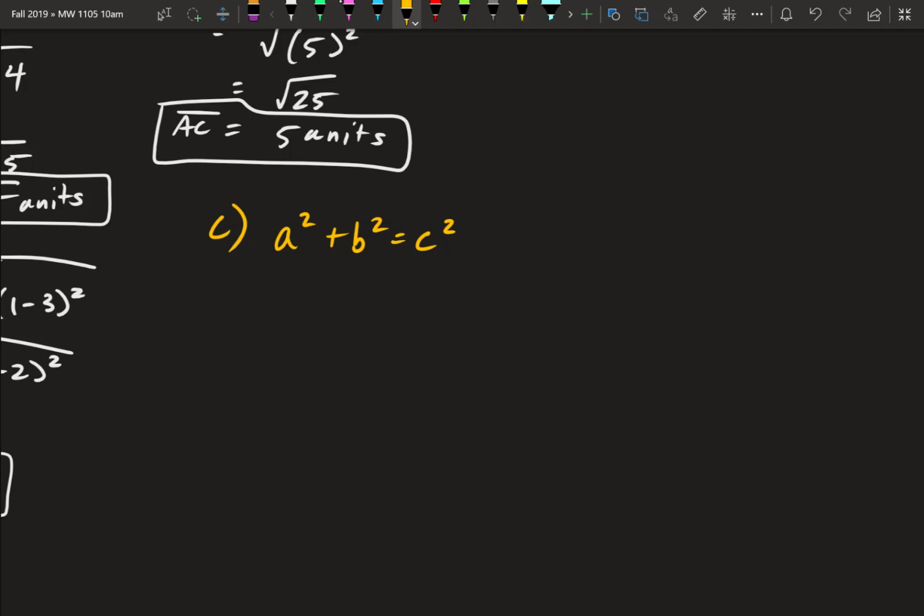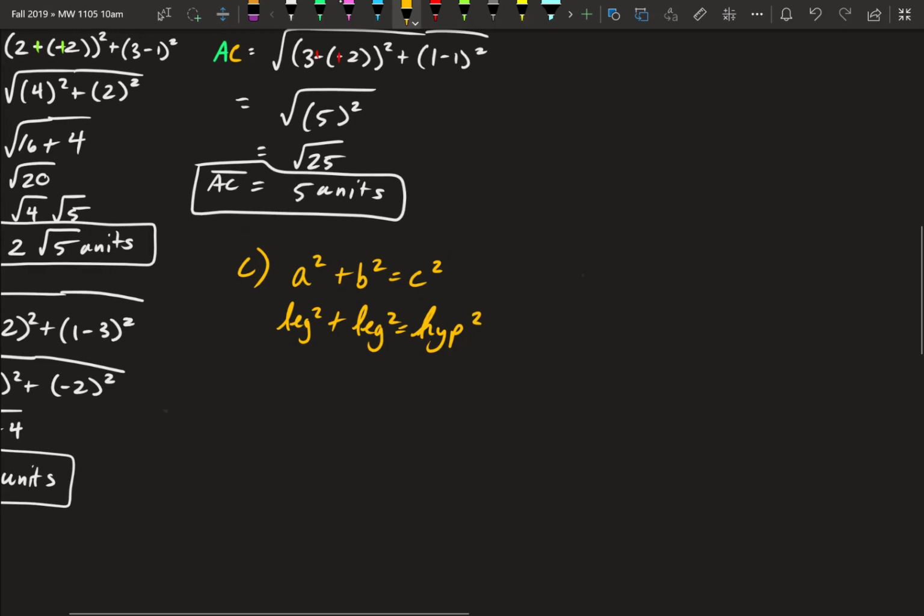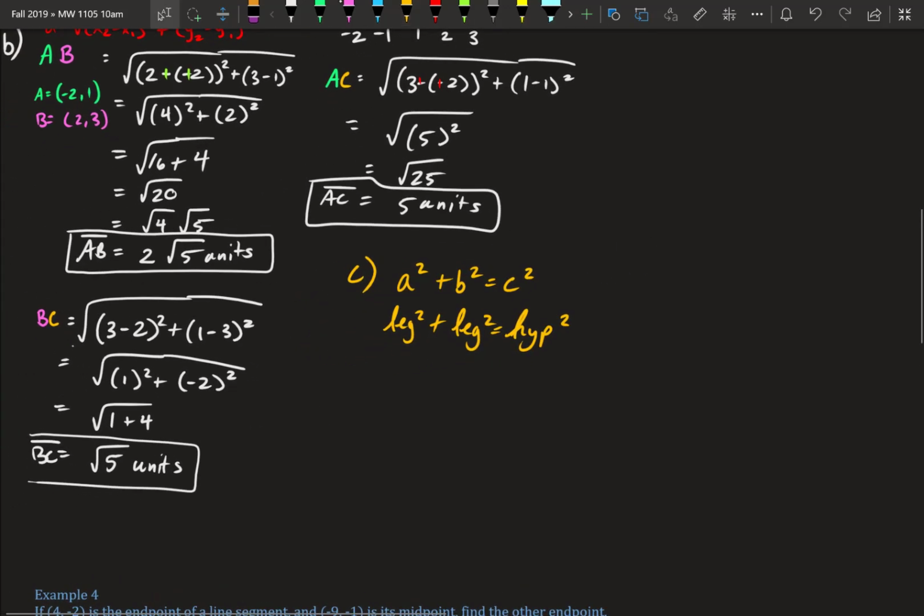You need to start thinking about what these actually mean. So a and b are legs. So we have leg squared plus leg squared equals hypotenuse squared. That's how I want you to start thinking about it. It means the same thing, but we need to know that a and b are legs and c is the hypotenuse. So let's go ahead and take a look at our values of that triangle again. You might remember that the hypotenuse is the longest side, meaning the biggest side.